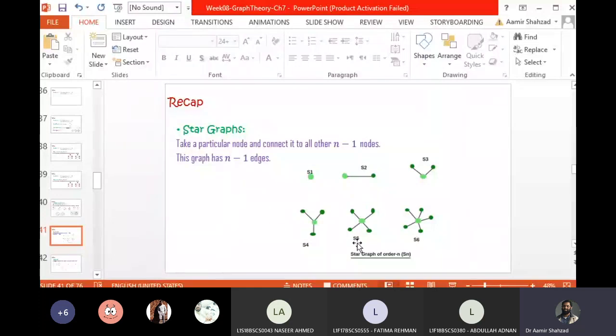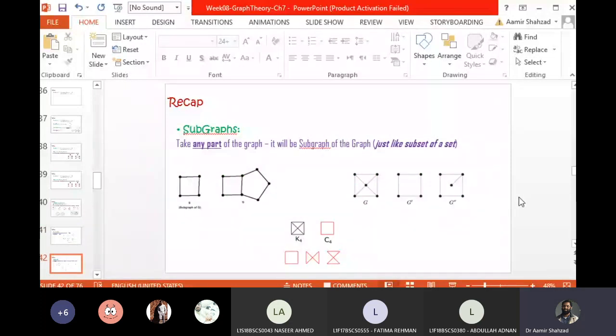Its shape, if we draw it like this, is like a star, so we call it a star graph. How many edges will it have? If we have n nodes, one is in the center, and the remaining are n-1 nodes. All these n-1 nodes are connected to the center node, so we have n-1 edges there. Just think about what the complement graph of a star graph would be, it becomes quite interesting.